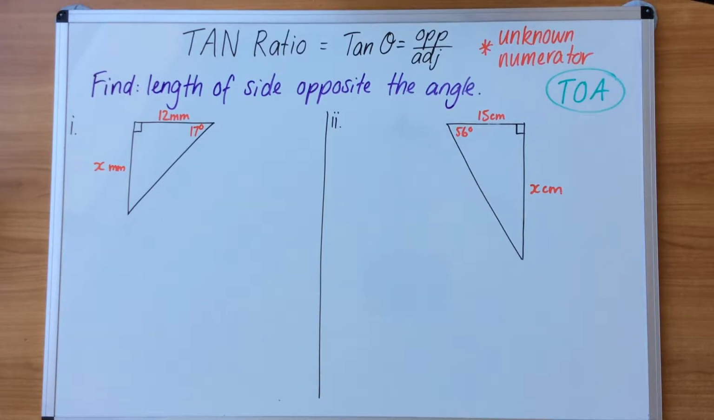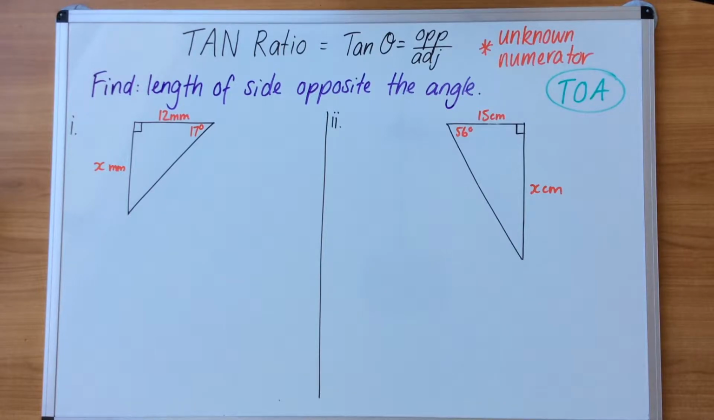In this video we are going to focus on the tan ratio, and the rule of thumb for tan is tan theta equals opposite over adjacent. The opposite over adjacent makes sense when you know how to label your triangles. In these questions we're going to calculate the unknown numerator, and this little green bit here, TOA, fits into the acronym SOH CAH TOA.